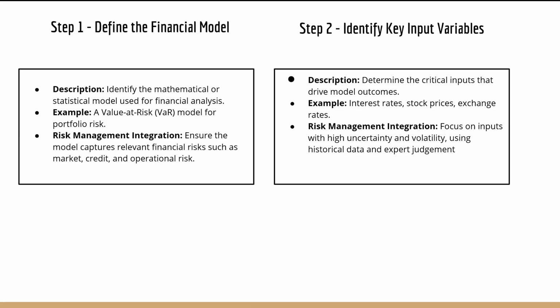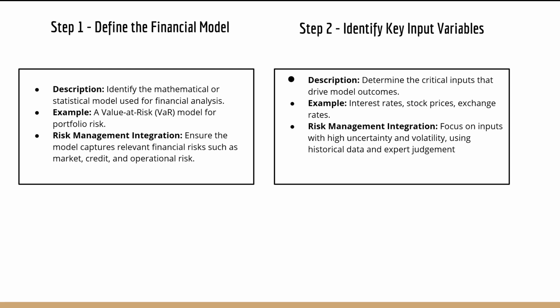Step number 2 is to identify key variable inputs. Here you determine the critical inputs that drive the model outcome. In the same example of the portfolio analysis, portfolio risk management, you will define, for example, your interest rates, stock prices, exchange rates, and so forth. In this step number 2, you will focus on inputs with high uncertainty and volatility using historical data and expert judgment.